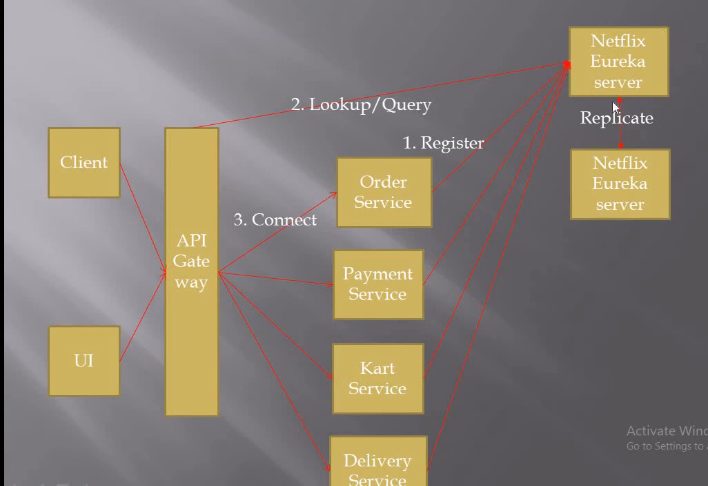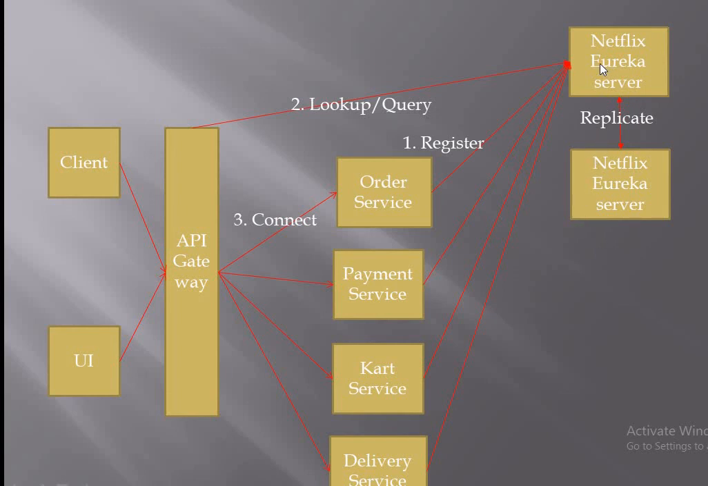Now, how can you do high availability? How can you deploy the Eureka server in high availability mode? Because this is a central server and every service is registered with it, Eureka should be working every time. This should not be down. So we need to keep at least two or more Eureka servers in production.